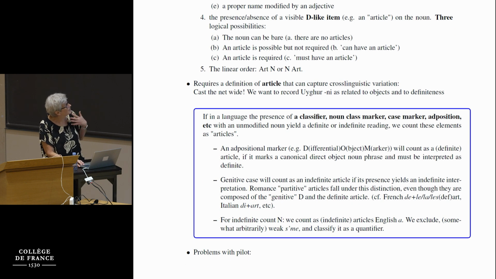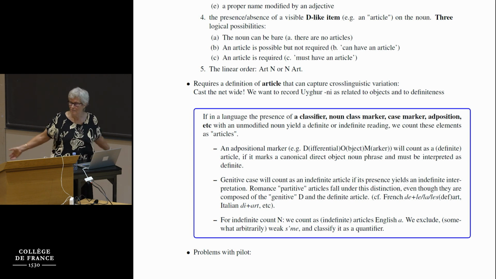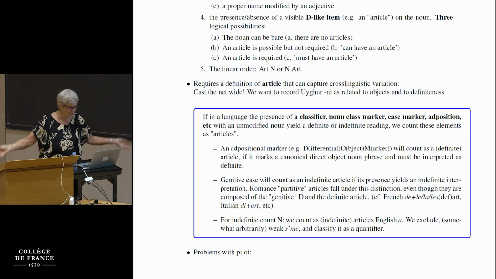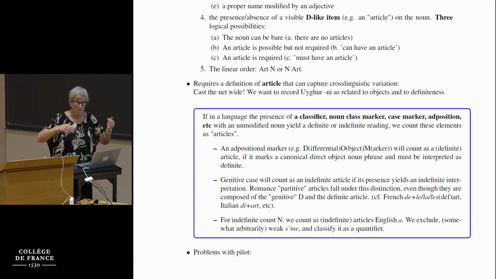So basically what this requires, because it asks whether there is an article, is that you need to define what an article is. And now we get into trouble. What do we do with differential object marking? Is that an article or not? What do we do with classifiers? So we defined this broadly: if it is a classifier, noun class marker, case marker, or adposition, only if there's a contrast between definite and indefinite do we count it as an article.